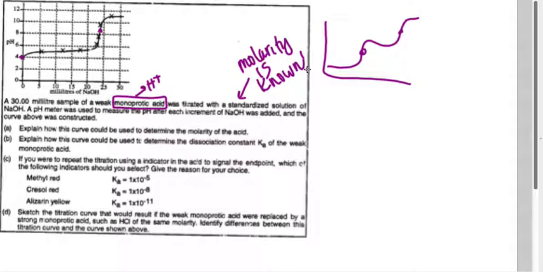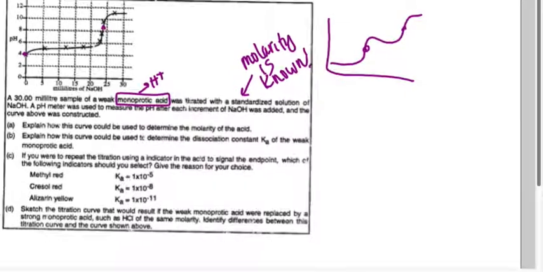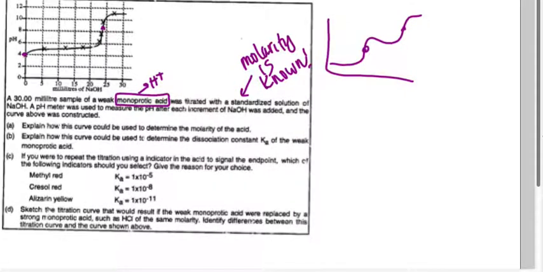A, how would this curve be used to determine the molarity of the acid? Go back to before you knew anything, and you made this curve on the LabQuest, and you were supposed to find the concentration of this unknown acid. You went somewhere on that curve straight up without knowing anything. Where did you go?